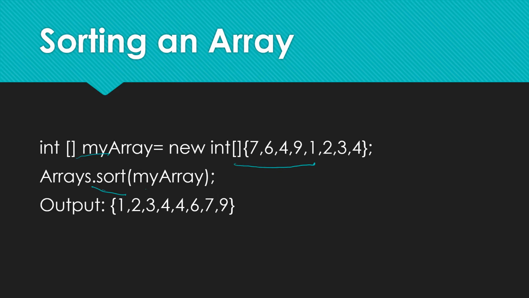So as you can see, the input array is random numbers: 7, 6, 4, 9, 1, 2, 3, 4. As soon as you send an array inside the sort method, the array gets sorted, and once you print the array, it will be in the sorted order, from lower number to the higher number. So you can use this method.